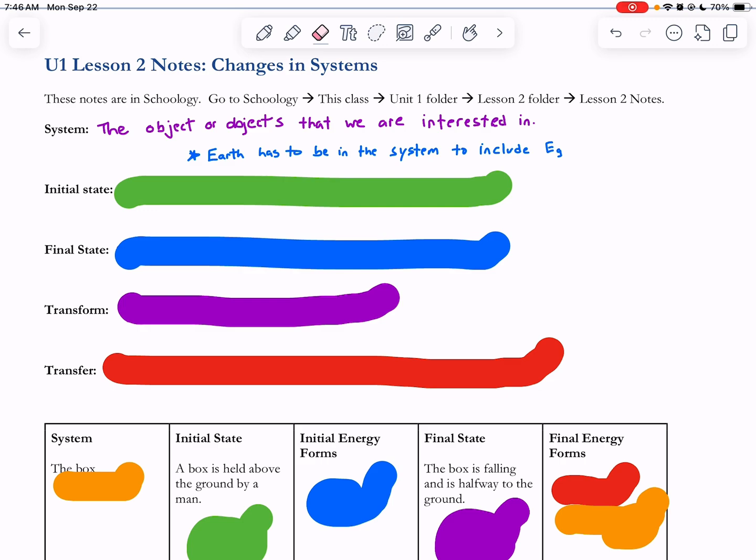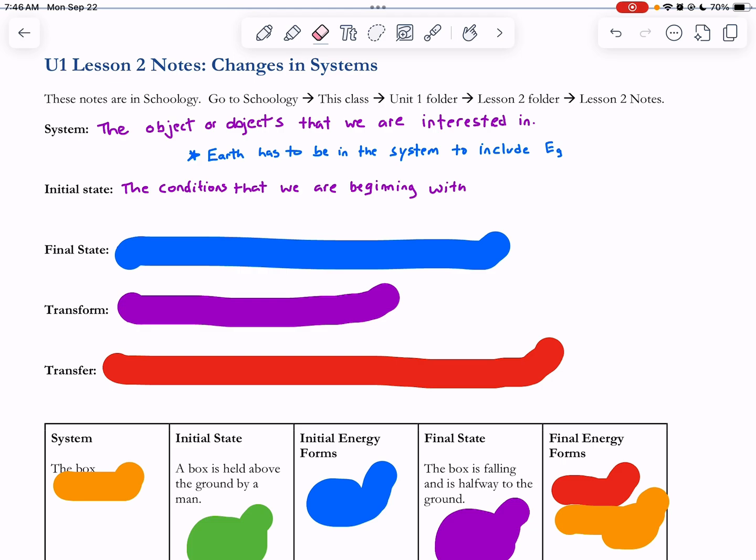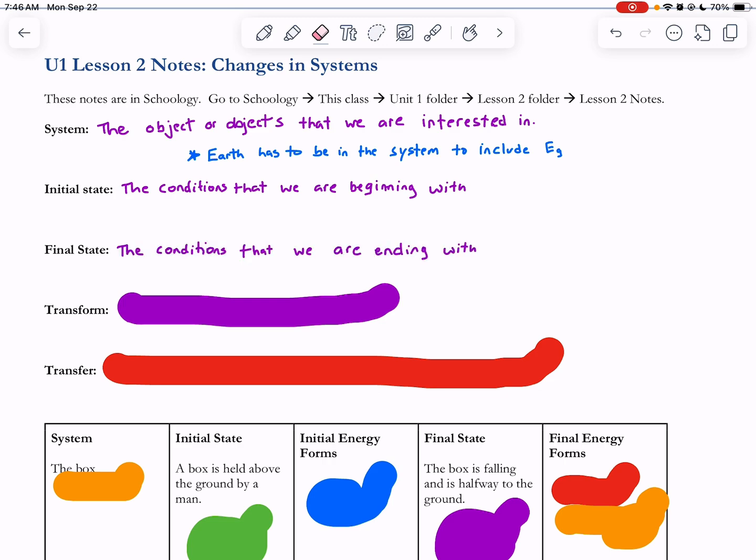So, when we're talking about our system, we also have to talk about an initial state, which is how our system is in the beginning. So that's the conditions that we start with, the beginning, the initial, the starting point, however it is in the beginning. And we get to pick where that beginning is. We also get to pick where the final state is. Those are the conditions that we end with. And so it depends on what we're looking at and what our interests are, where that initial state and where that final state might be.